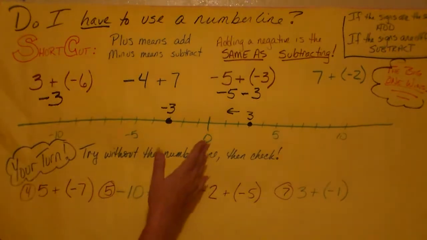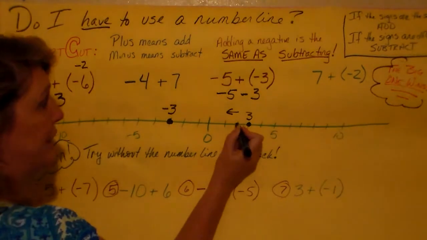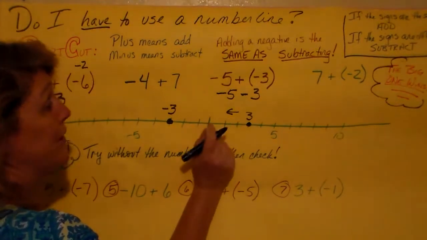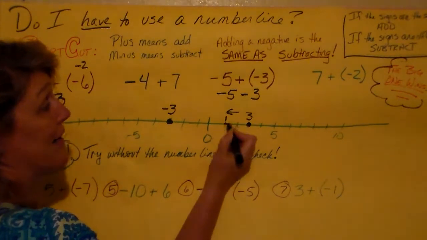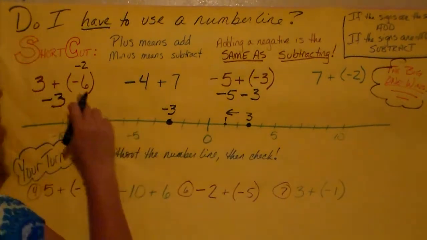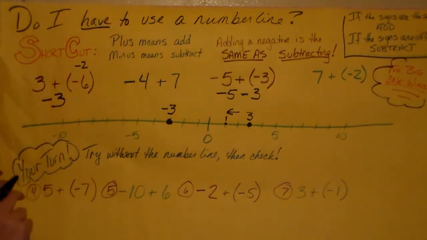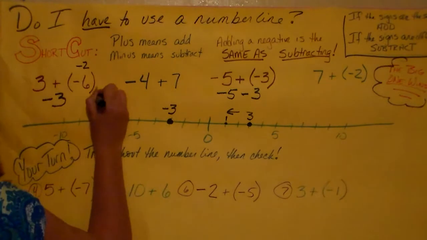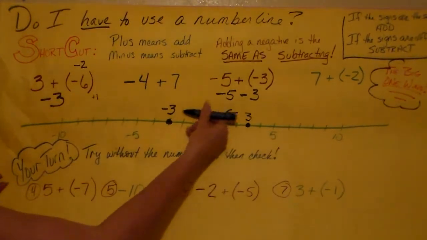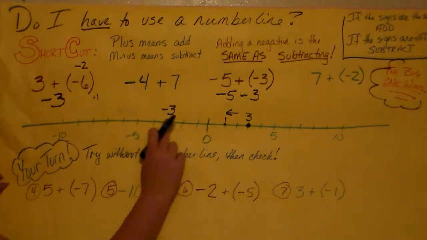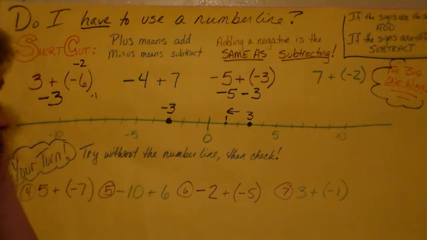And if this was a negative 2, I'd only go back this far. I wouldn't have crossed 0. The 3 is bigger. So this answer would be a positive 1. Because the 3 is bigger, the positive number wins, and the answer is positive 1. But because the 6 is bigger, I went way far back and I crossed the 0, and I end up with a negative 3.